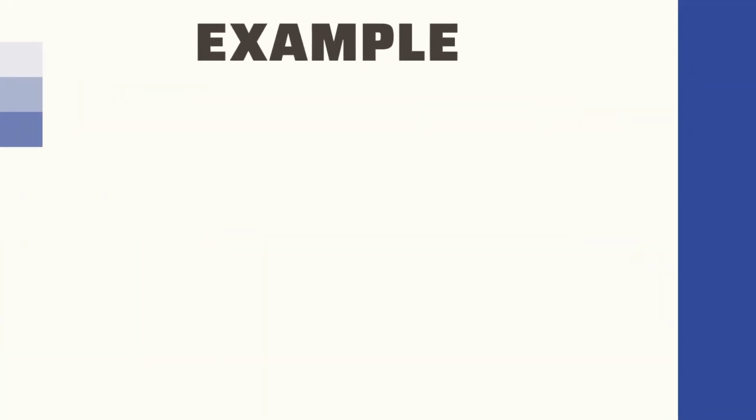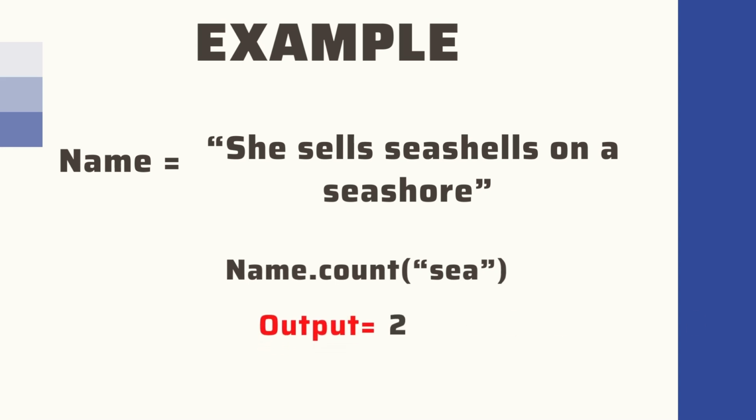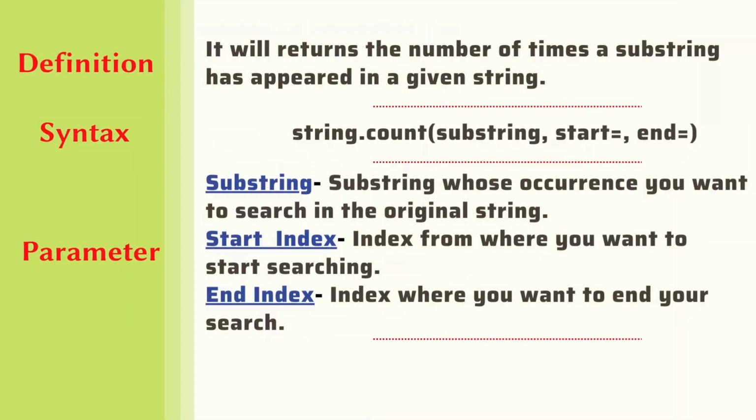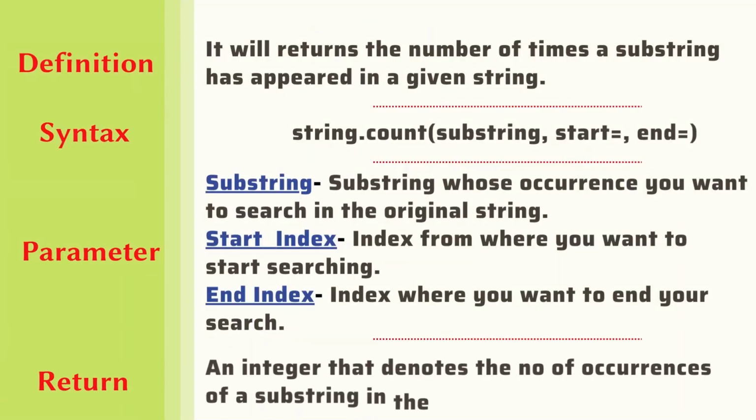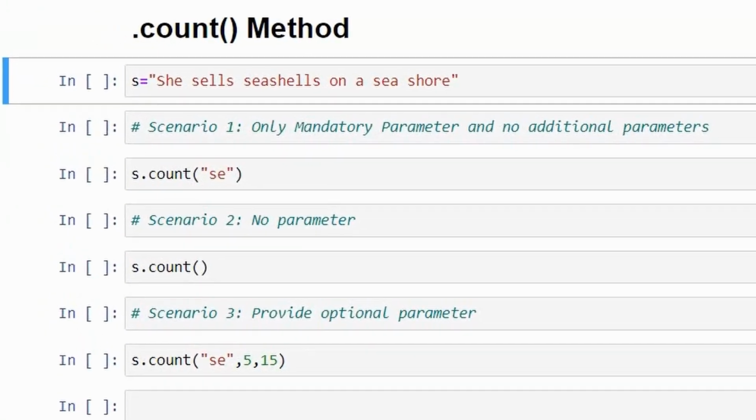Let's look at an example to understand this better. We have a string she sells seashell on a seashore, and now we want to know how often c appeared in this string. So when we write s.count and pass c as the parameter, then we get 2 as the output, which tells us that c has appeared twice in our string. This method returns an integer that denotes the number of occurrences of a substring in the original string. Let's see this example in action in Jupyter Notebook.